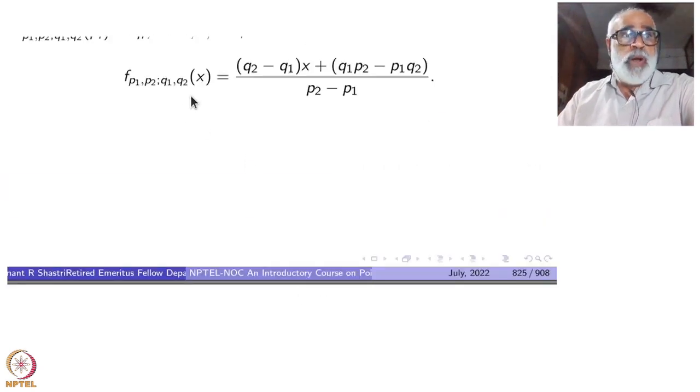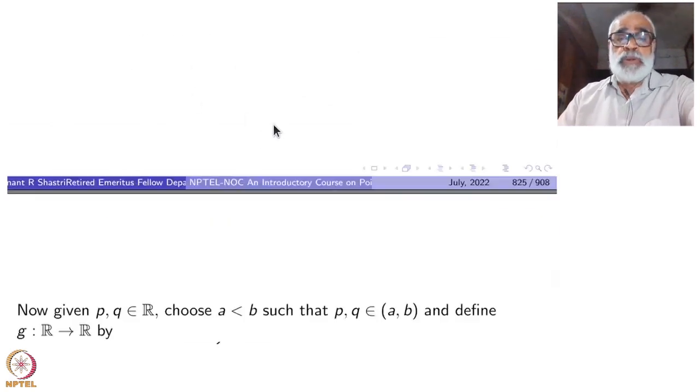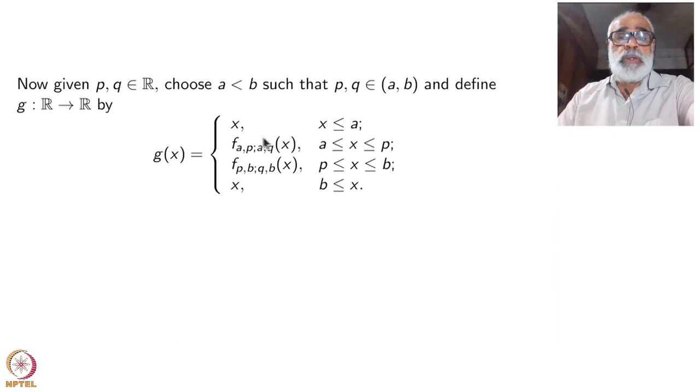These things don't have compact support. They are, you know, linear maps. The polynomials, they don't have compact support. So I want to get a compact support. So cut off at less than or equal to A and B. Then you take this affine map, which maps A to P, for A less than X less than P.